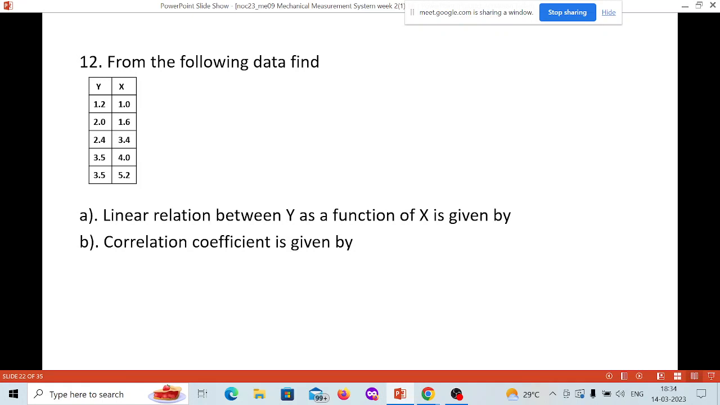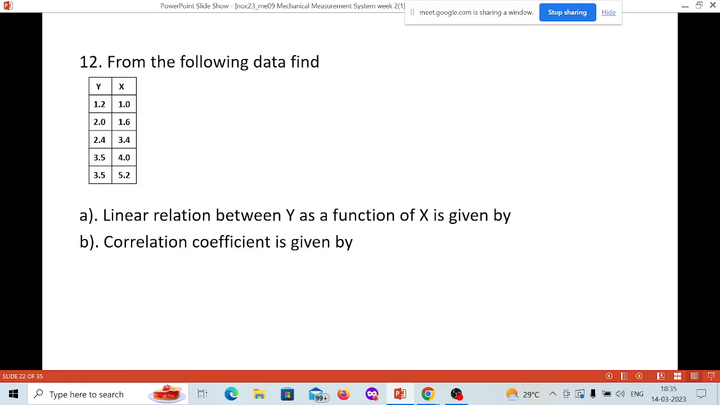Moving on to the next question. From the following data, find a linear relation between y as a function of x. You are given data for y and x: y is 1.2, 2, 2.4, 3.5 and 3.5, and x is 1, 1.6, 3.4, 4 and 5.2. You have also been asked to find the correlation coefficient for this case.